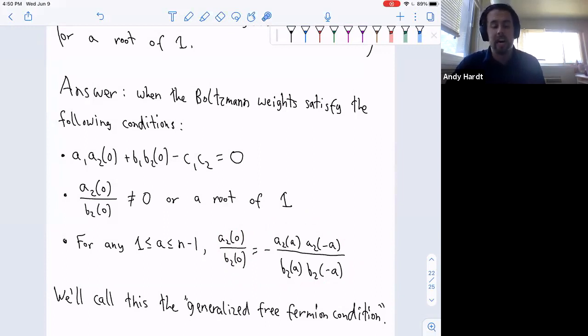So in a way, it's saying that this thing is constant regardless of A. And just to be kind of cute about it, I want to call this the generalized free fermion condition, because it says when the Boltzmann weights have a Hamiltonian, and we have the free fermion condition for 0 charge as part of these restrictions.